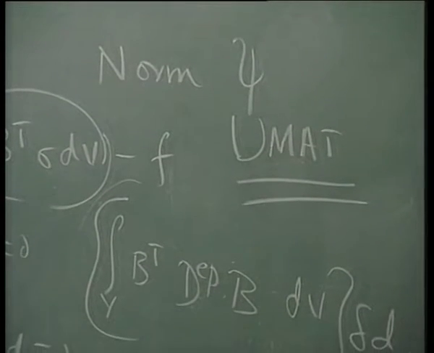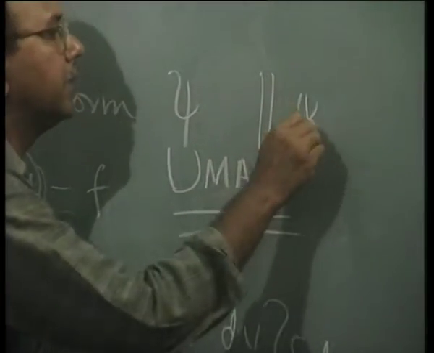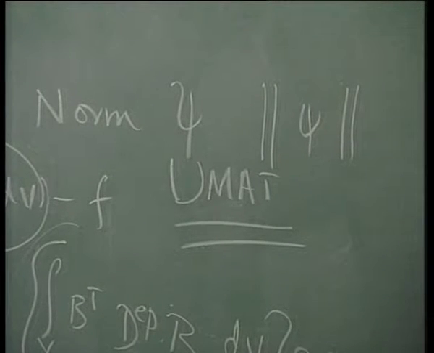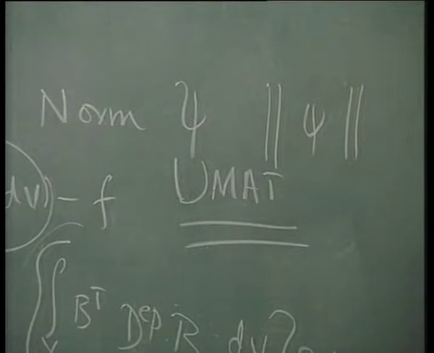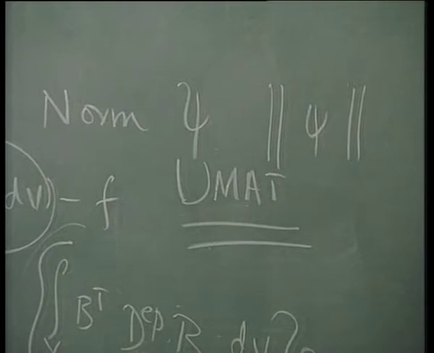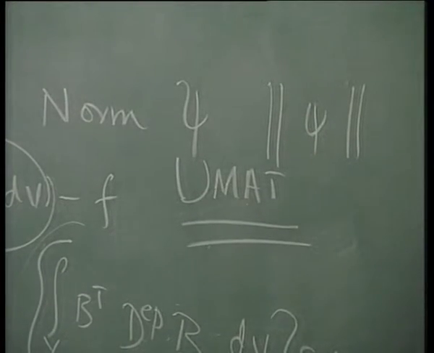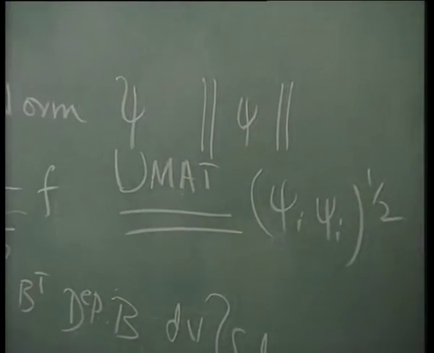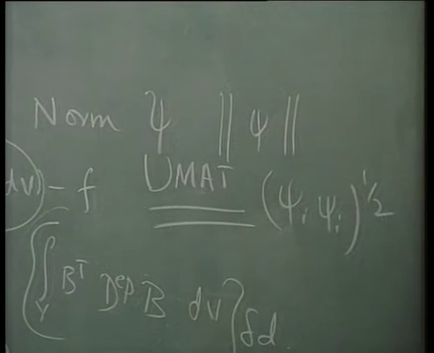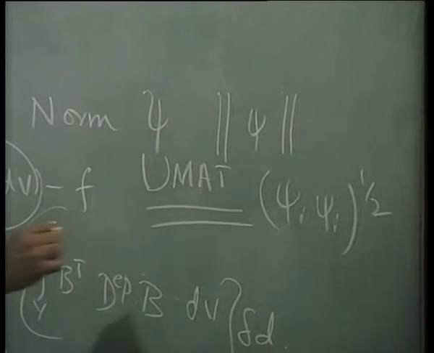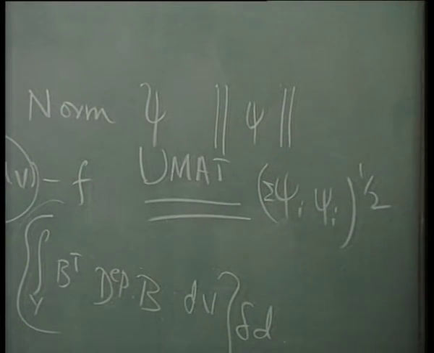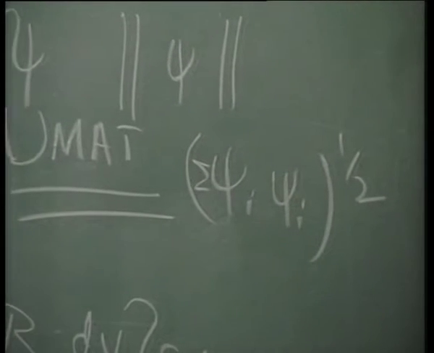Okay. So what is it? It is denoted by that, the norm of psi is denoted by two lines. And that is nothing but root of psi i dot psi i. So root of that is sigma of psi i, of course you know that, so root of it. That will give you the norm.